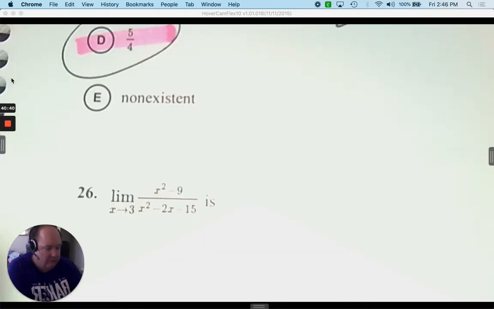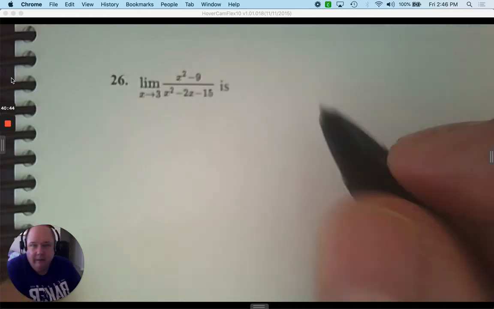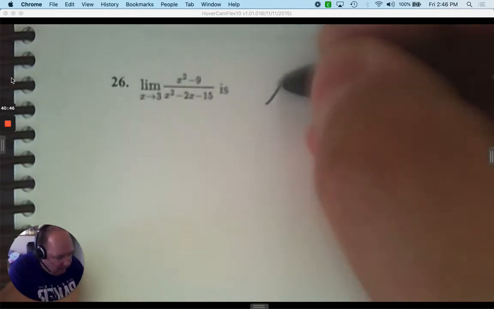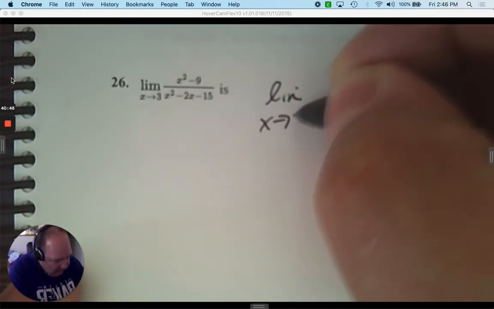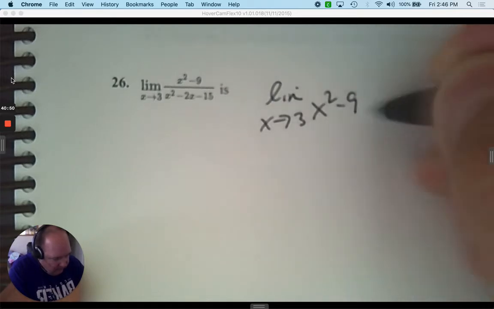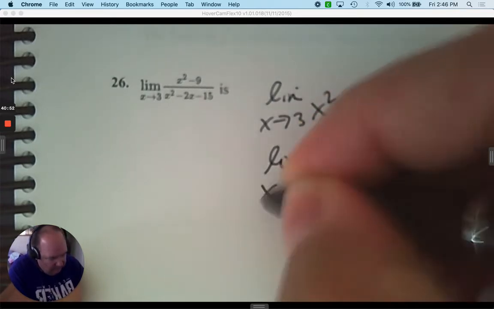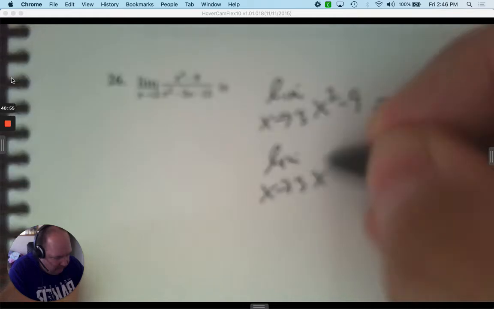26. Oh, I passed 26. 26 is at the bottom. So for number 26, find the limit as x approaches. So whenever I see a fraction, I'm going to separate it into two limits, the top and the bottom, and see what the answer is.